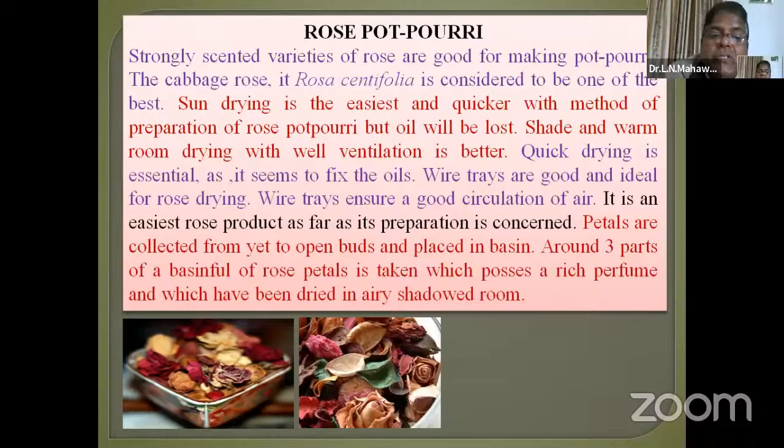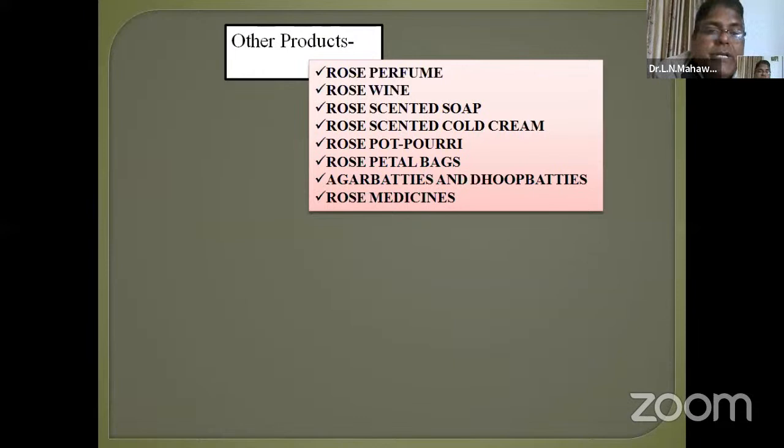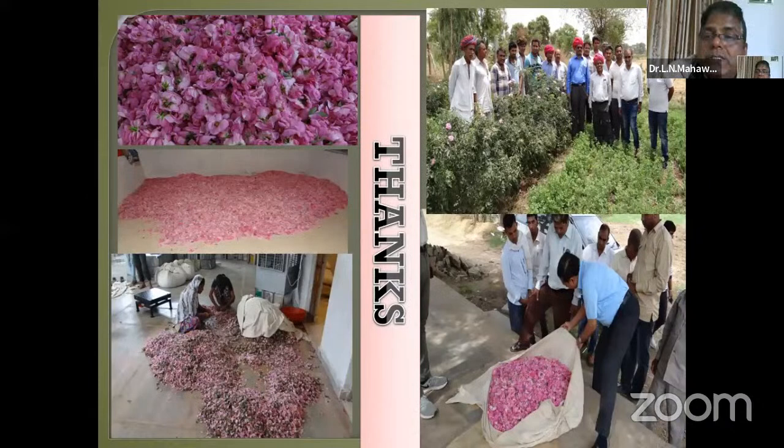Petals are collected from yet-to-open buds and placed in a basin. Around three parts of the basin full of rose petals is taken, which possess a rich perfume and which have been dried in an airy shaded room. These are some other products like rose perfume, rose wine, rose scented soap, rose scented cold cream, rose potpourri, rose petal bags, agarbatti and dhupbatti, and rose medicine. These are the certain activities, and what is the picture we are watching here? That is the fresh flower of the Bourbon rose, and after pre-cooling, we are separating this.